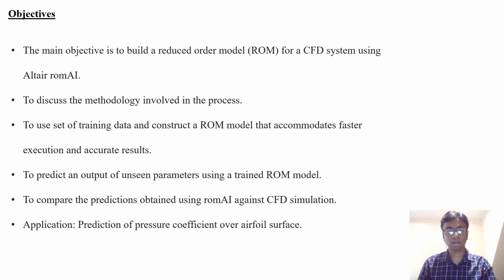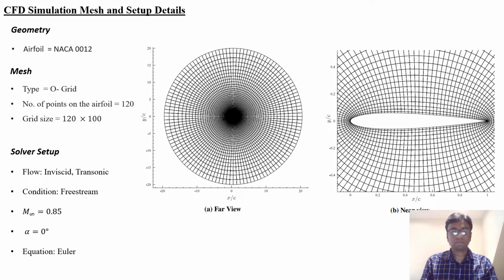And the main reason for choosing Cp is that the coefficient of pressure is integrated over the airfoil surfaces to get any aerodynamic coefficients. So I have both test and training datasets. My training dataset involved NACA 0012 and the mesh for the same can be seen in far and near views. And the mesh is consistent with training and test dataset. And the solver setup involves flow in a transonic regime with a free stream condition and Mach number of about 0.85 and angle of attack 0 degrees and equation being Euler.